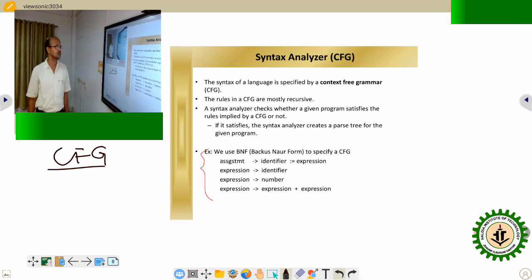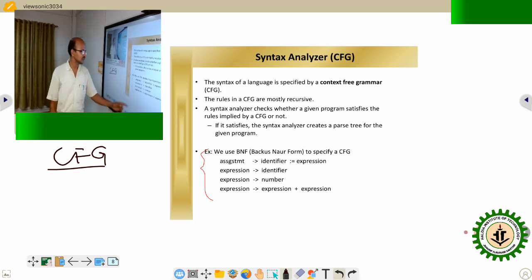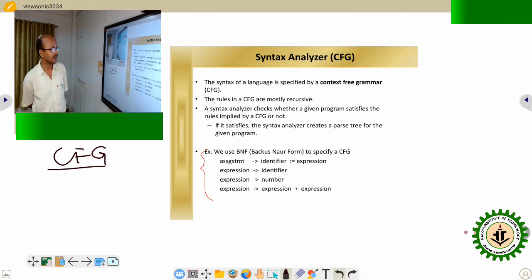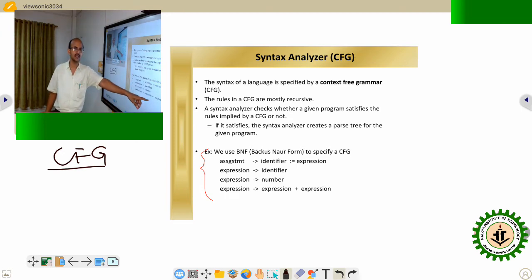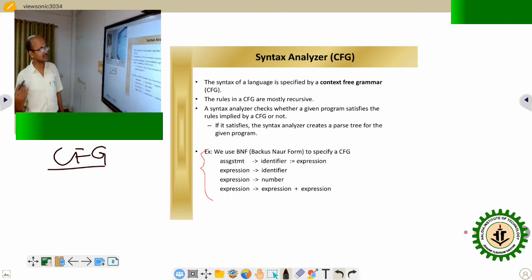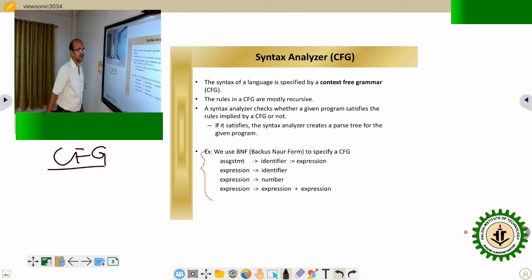The assignment will be represented by identifier is equal to expression. Expression may derive the identifier, expression may derive the number also, and expression can be expressed as expression plus expression. Okay, for simplicity we have only considered the plus sign here, and there you can use multiplication, division and so on. So this context-free grammar says how to write the expression using the plus operator, meaning we can write here also x is equal to y plus 50.